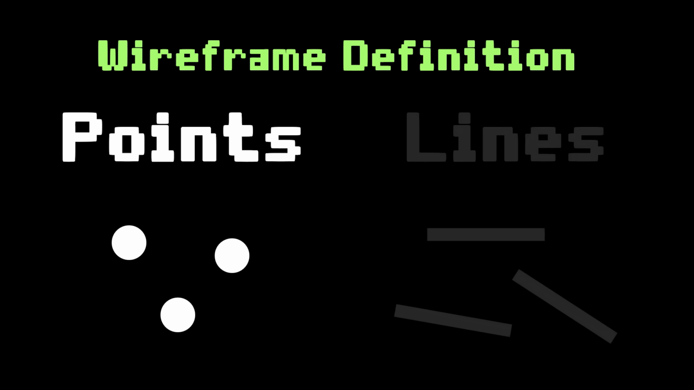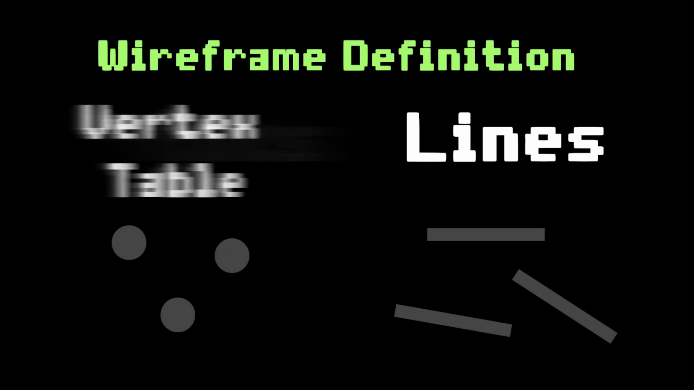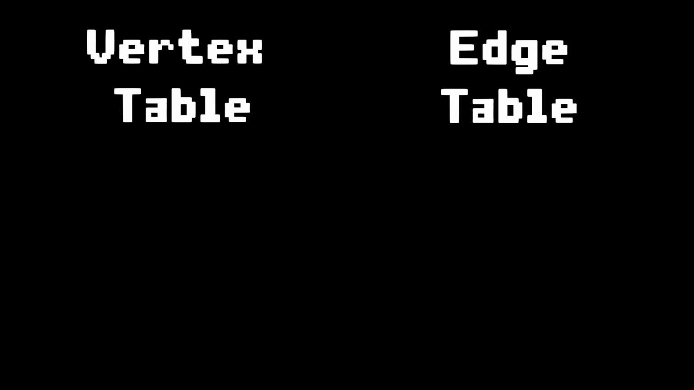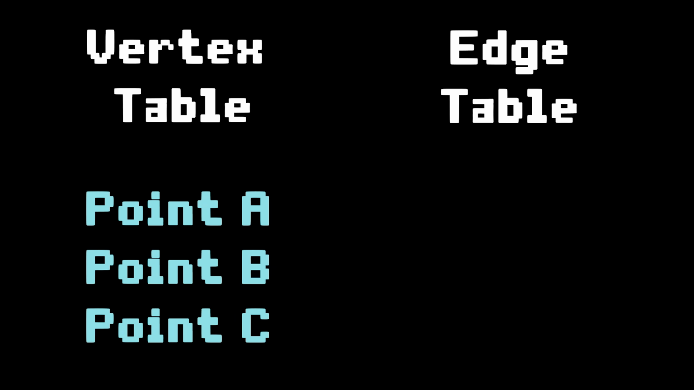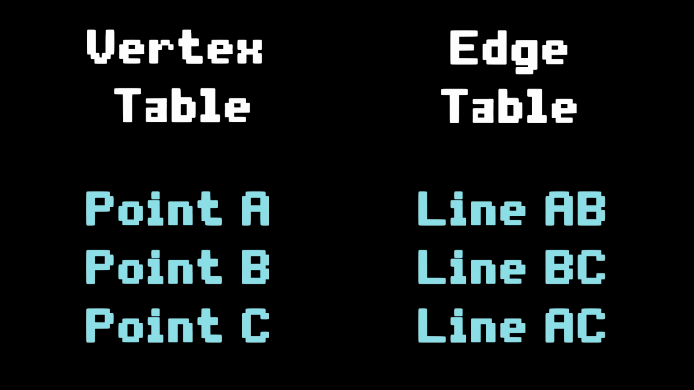A wireframe is really just a bunch of points and a bunch of lines. Formally, we'll call this a vertex table and an edge table. The vertex table stores all of your vertices, or points, and the edge table lists all the pairs of vertices that are connected, or the lines.